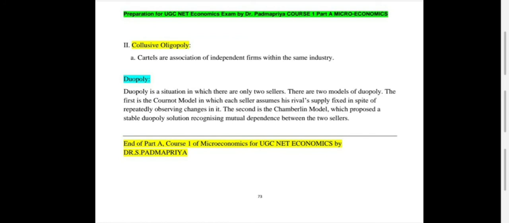and we have non-collusive oligopoly. We also have the case of duopoly, in which there are only two sellers. The first is Cournot's model and the second is Chamberlin's model. Thus comes the end of the study of market structures.